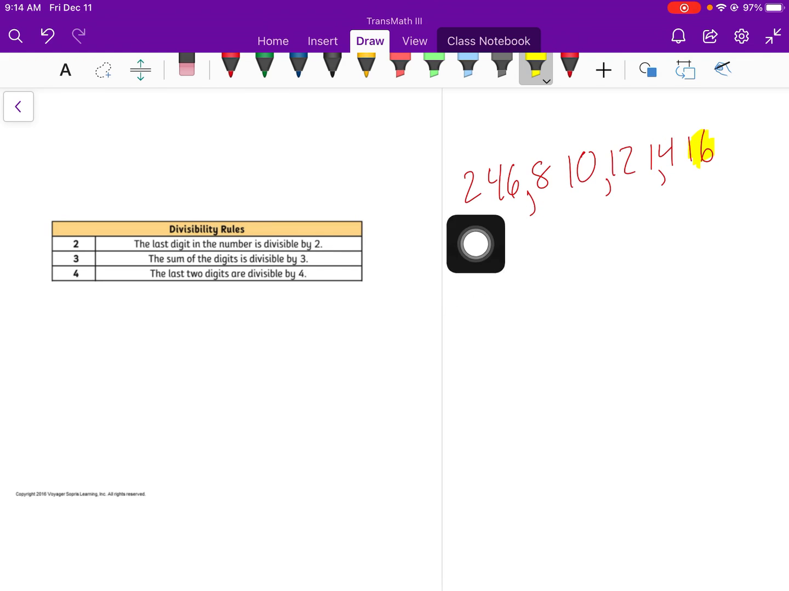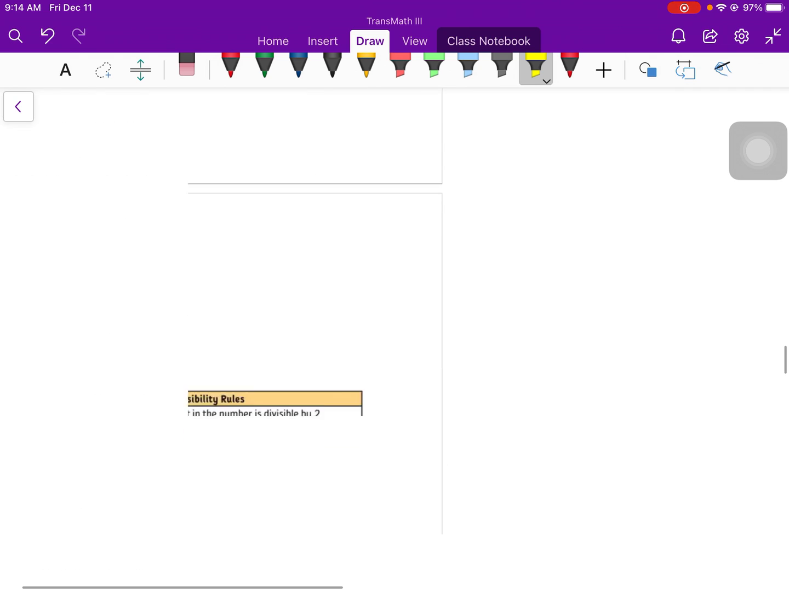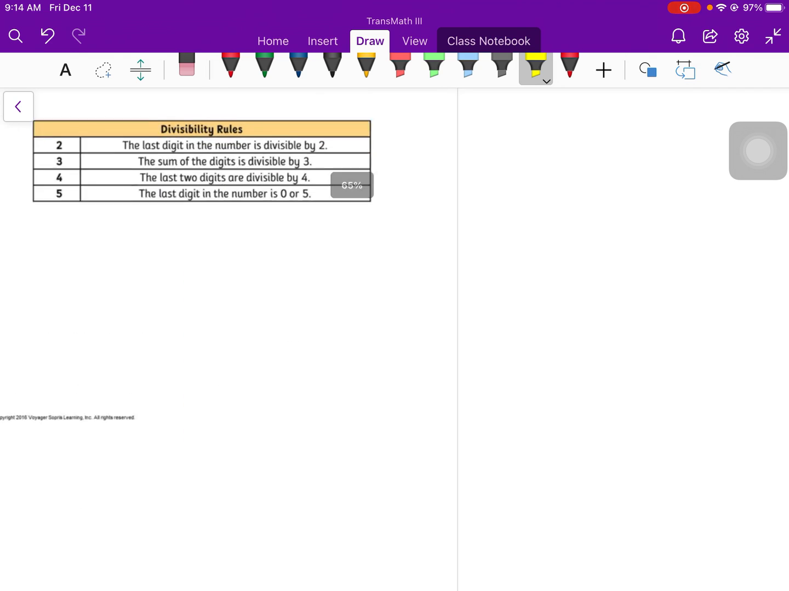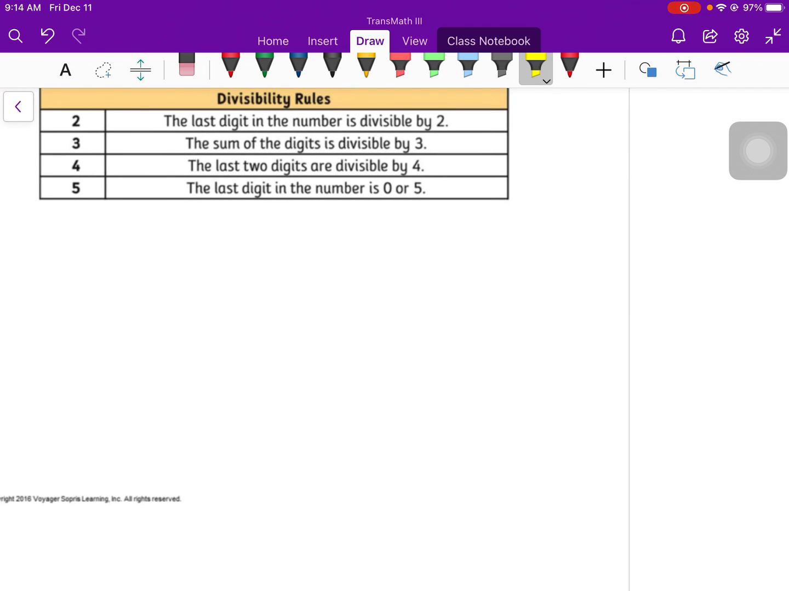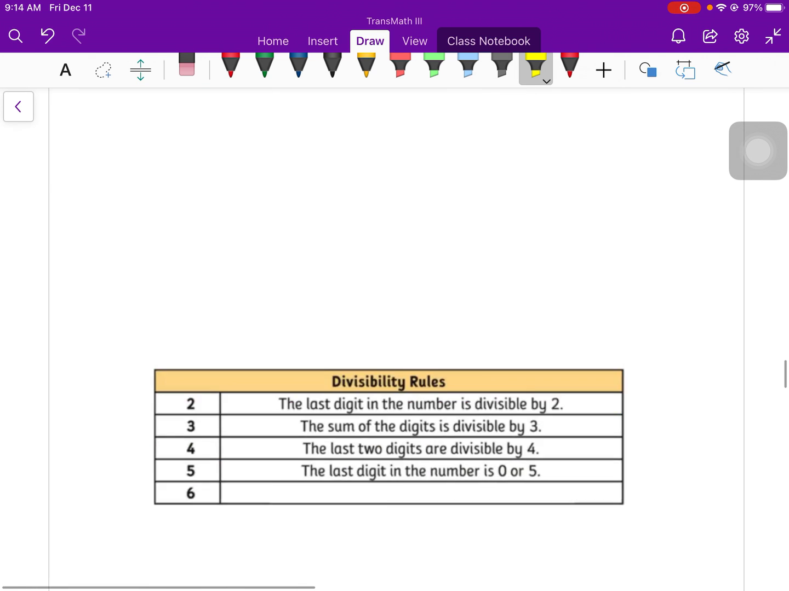Another way you can do that is, well, I know it's even because it ends in a 6, so I can divide that whole thing by 2, and I'll get an answer. If I can divide that number by 2 again, then I could have divided the original number by 4. Dividing by 5 is one of the easier rules. If it ends in a 0 or a 5, you can divide by 5.